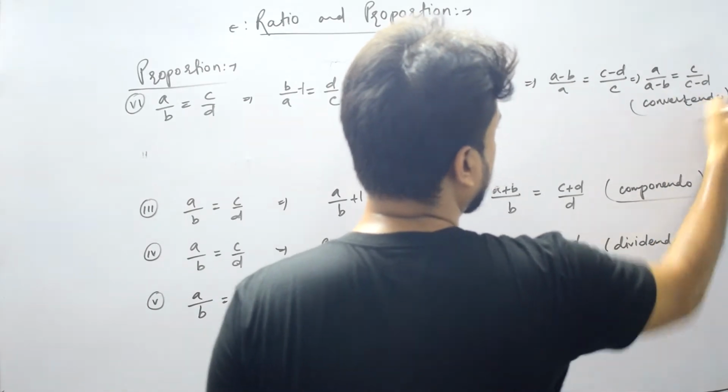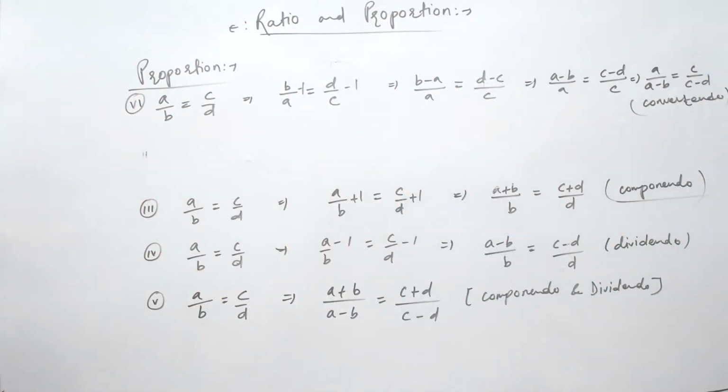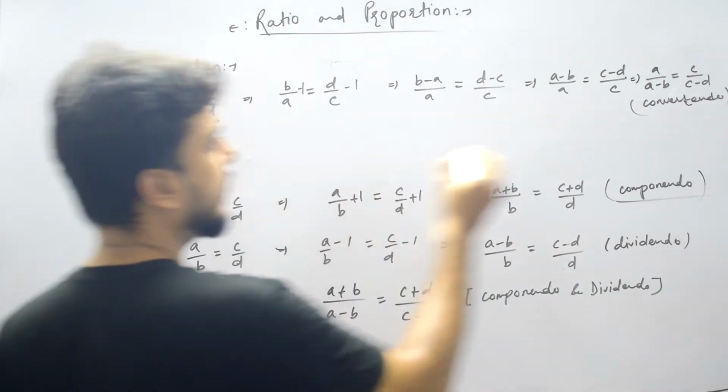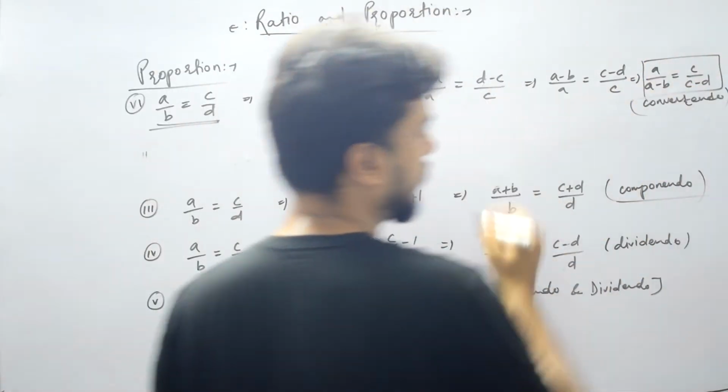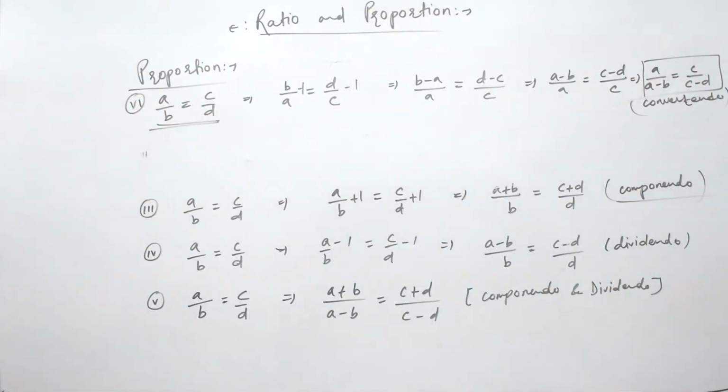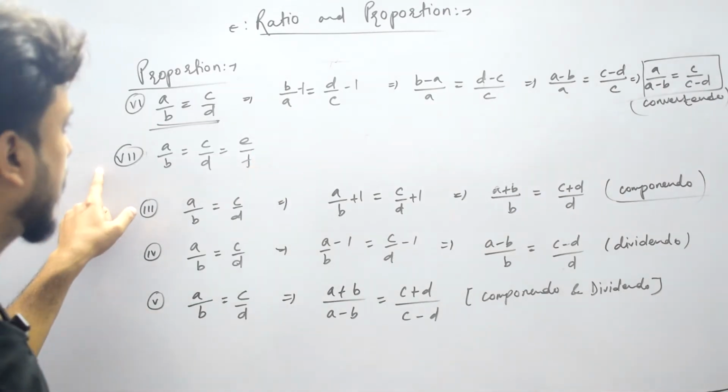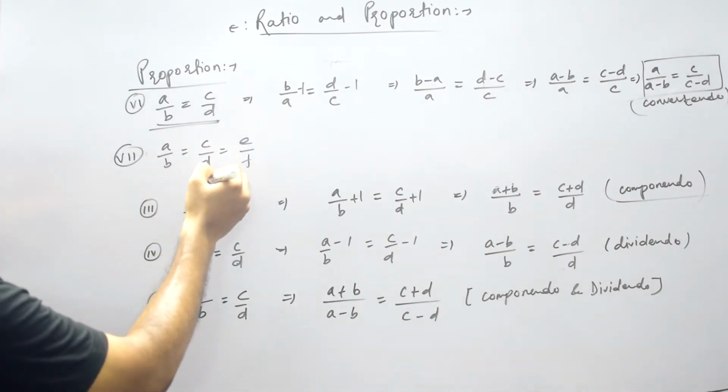Okay, understood? So these are the various terms. If a/b = c/d, then this term is known as convertendo: a/(a - b) = c/(c - d). Our last topic is, suppose a/b = c/d = e/f.